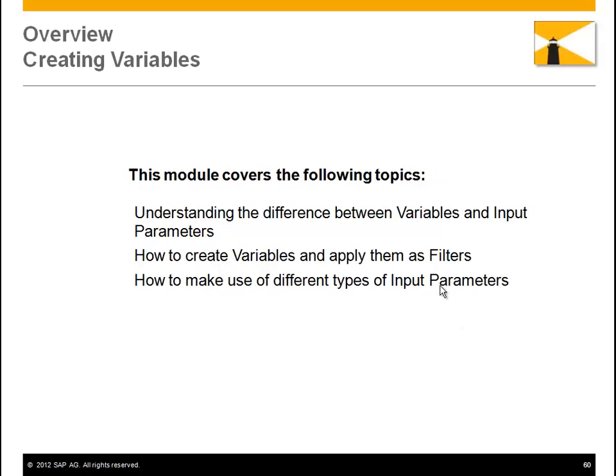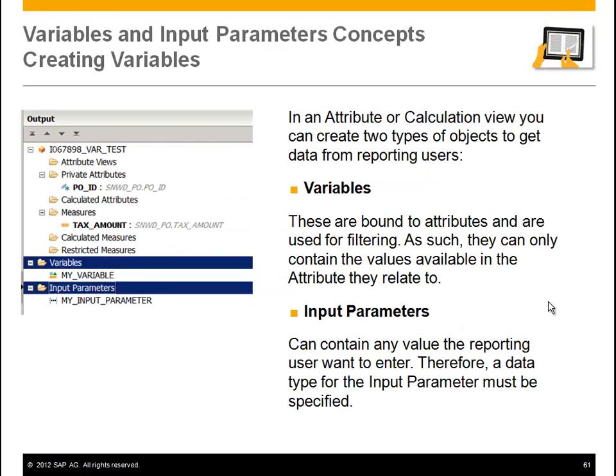So let's get started. So first of all, what is the difference between a variable and an input parameter? A variable is a prompt and it is tied to an attribute. For example, maybe you want to choose a year. It will give you a pop-up box where you can choose the year, run the query, and get your results. The input parameter is not tied to an attribute, so a user can add any value that they wish to enter. Therefore, a data type for the input parameter must be specified. An example would be adding a tax rate, for example, for a calculation.